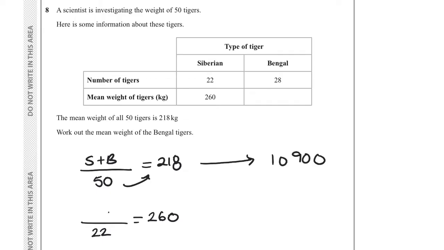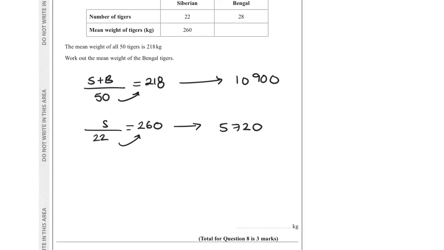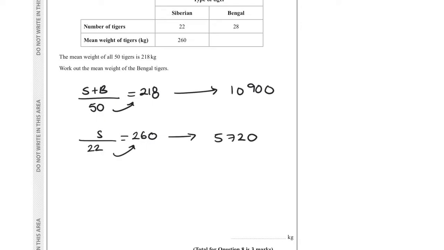What's this one? Siberian. So what's the total weight of the Siberian? 22 times 260, which is 5,720. So am I able to work out the total weight of the Bengal? You minus it. Yeah, I minus it, absolutely. 5,720, so 10,900 minus this is going to give me 5,180. So that's the total weight of the Bengal.